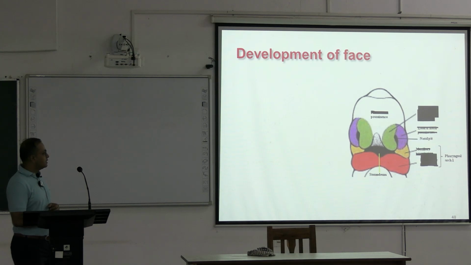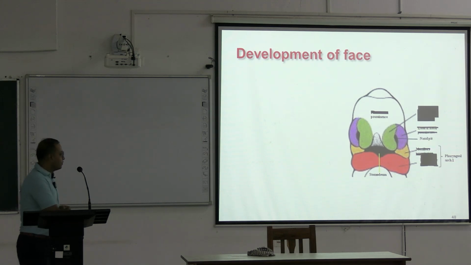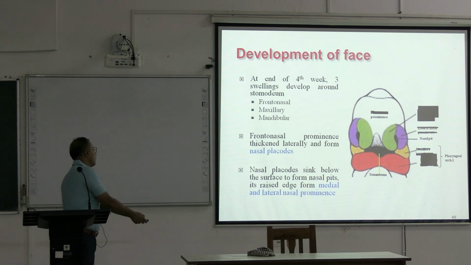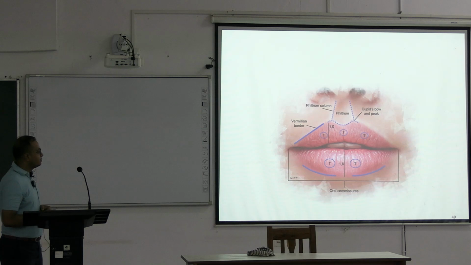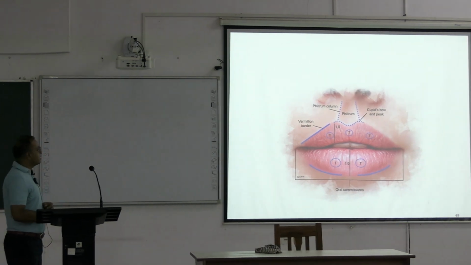The lower two prominences, one on each side, we call mandibular prominences: the right side mandibular prominence and the left side mandibular prominence. And the one present here in the midline we call the frontonasal prominence. These three prominences, right side, left side and midline, around the stomodeum create the future face region. Now first we are going to talk about the development of the lip region, so before we go into this, we have to understand the different parts of the lip, which makes the developmental part easy to understand.